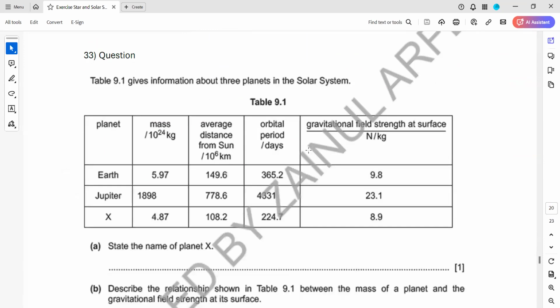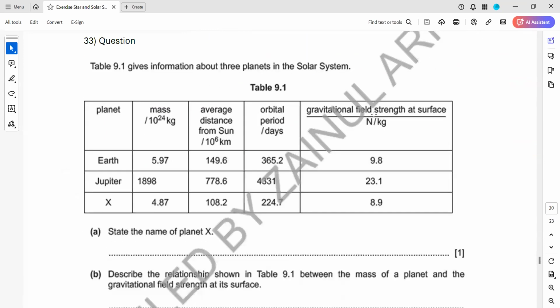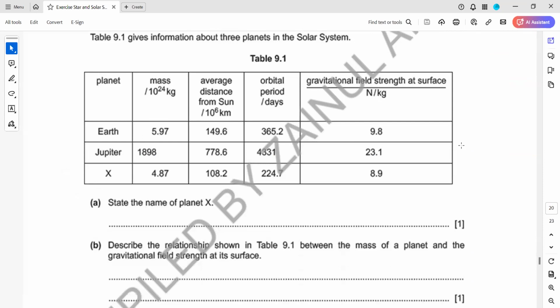In question 33, Table 9.1 gives information about the 3 planets in our solar system. State the name of the planet. So we have Earth given, which has a gravitational pull of 9.8. Jupiter is there, gravitational pull 23. And for this planet, the mass and the distance from the sun are given. So it means it is closer. So we have Mercury, Venus.